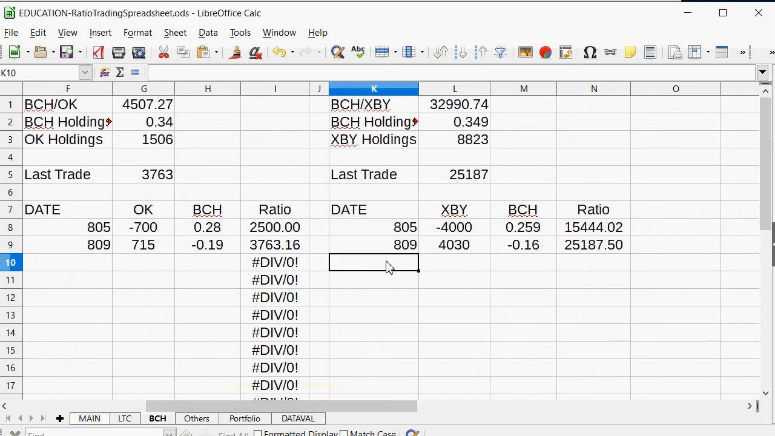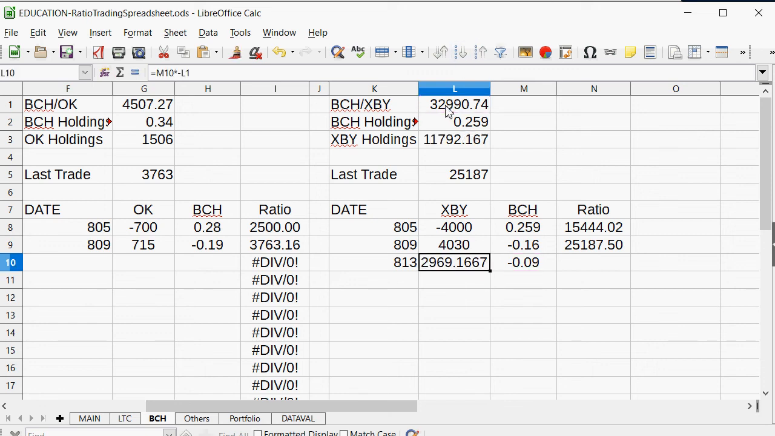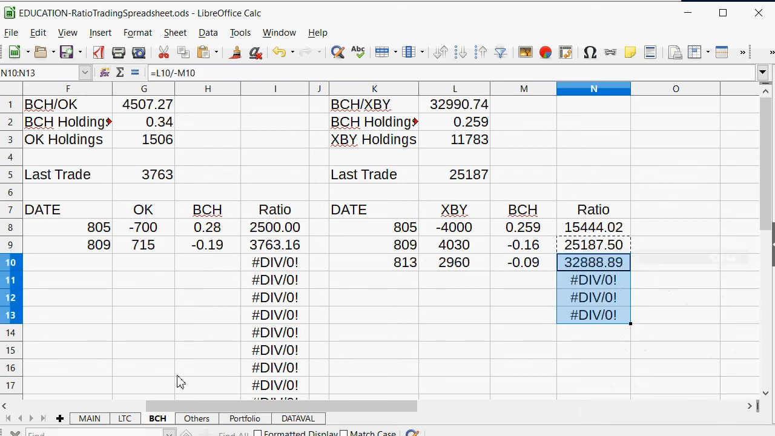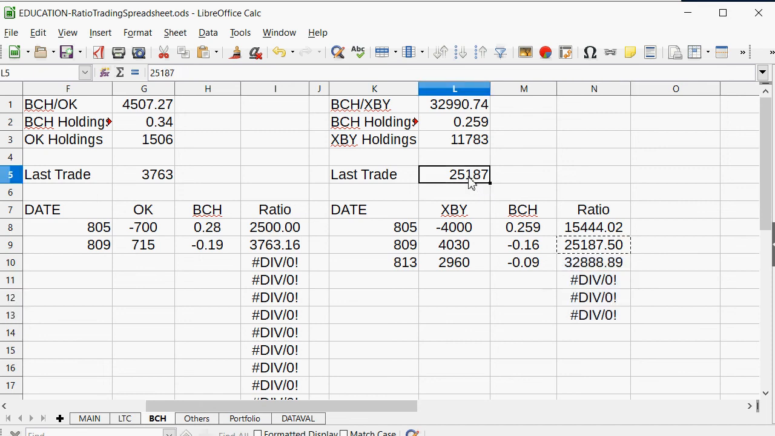And our third trade. So we own 0.34. Let's go like 0.09 maybe. Not as much as before, but not as big of a move. And we'll do equals this, multiply negative this to get an approximate number. 2960, I'll go. And then right in here, the last trade.